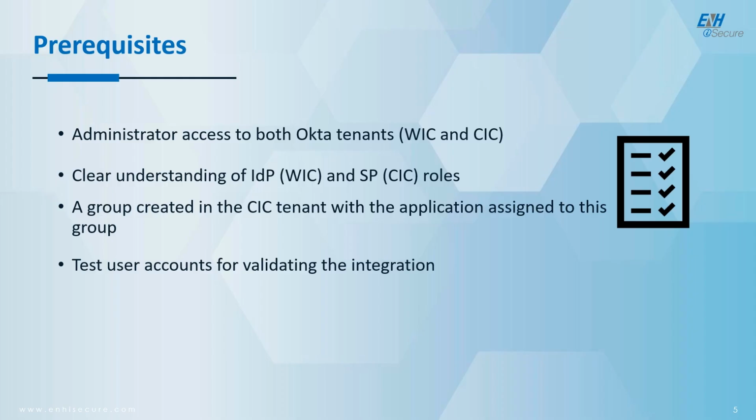Next, within the CIC tenant, a user group must be created and linked to the target application. This group will be used to manage access for federated users originating from the WIC tenant. Lastly, ensure that test user accounts are available. These accounts will be used to validate the integration, confirming that WIC users can successfully access the application hosted in the CIC tenant. Having these prerequisites in place helps streamline the integration process while ensuring secure and organized access management.